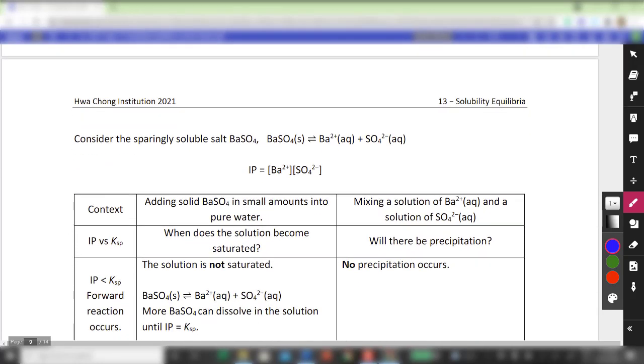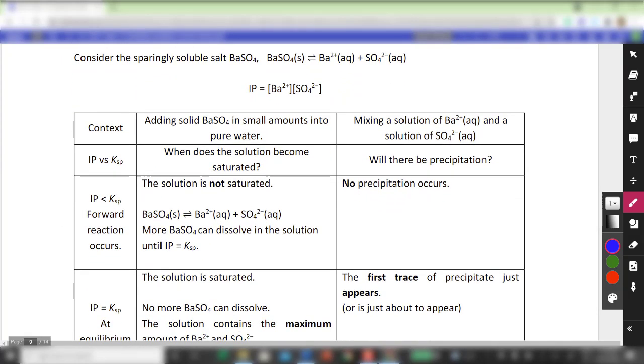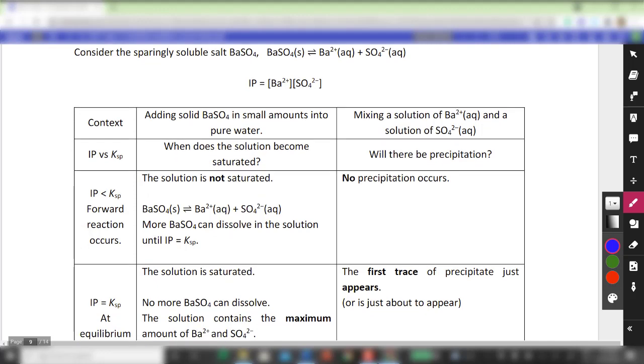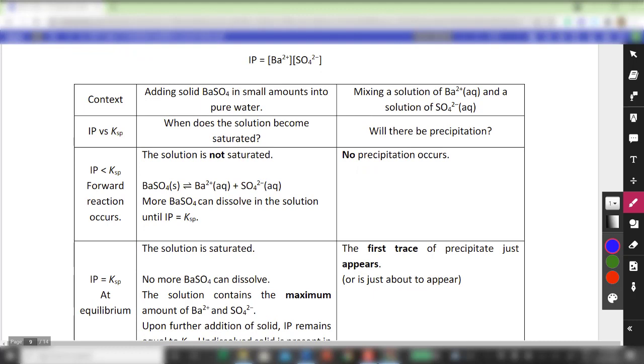So let's move on. Consider the sparingly soluble salt barium sulfate. Adding solid barium sulfate in small amount to pure water, when does the solution become saturated? Will there be precipitation? We have two columns here. The middle column is telling us when I'm just adding the solid to pure water, so IP equals Ksp. That's the context. When I mix the aqueous solutions together, the question is, will there be precipitation?